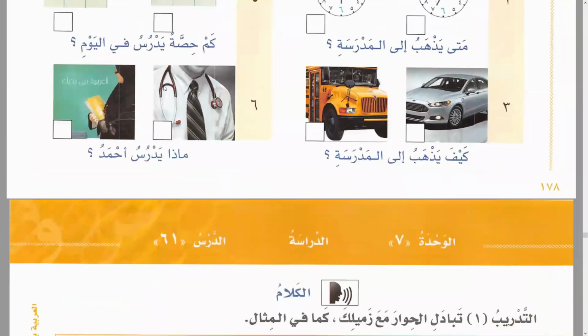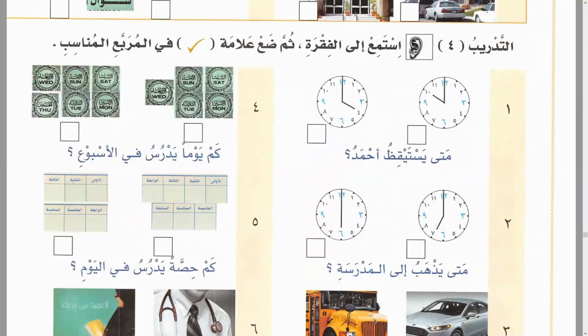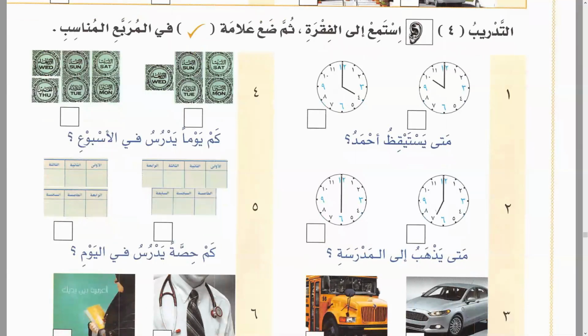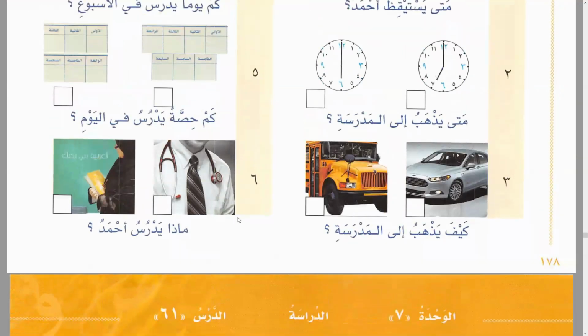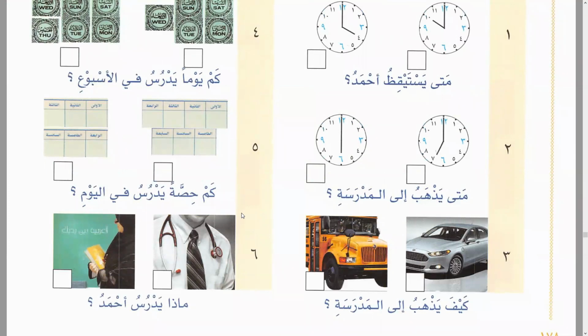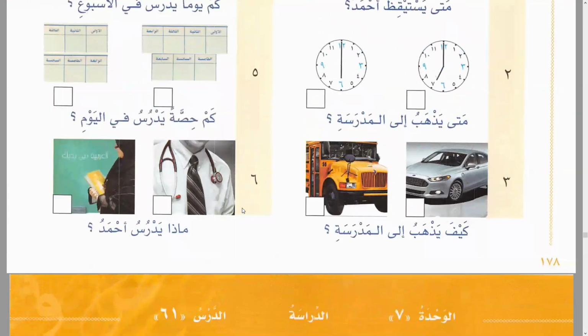Where are those pictures? Those pictures are not there. شهر رمضان, no pictures. وينتهي العام الدراسي في شهر رمضان أيضا. It starts in Ramadan and it ends in Ramadan. Those pictures are not there, but just extra knowledge. This is فهم المسموع. Alhamdulillah. فهم المسموع.